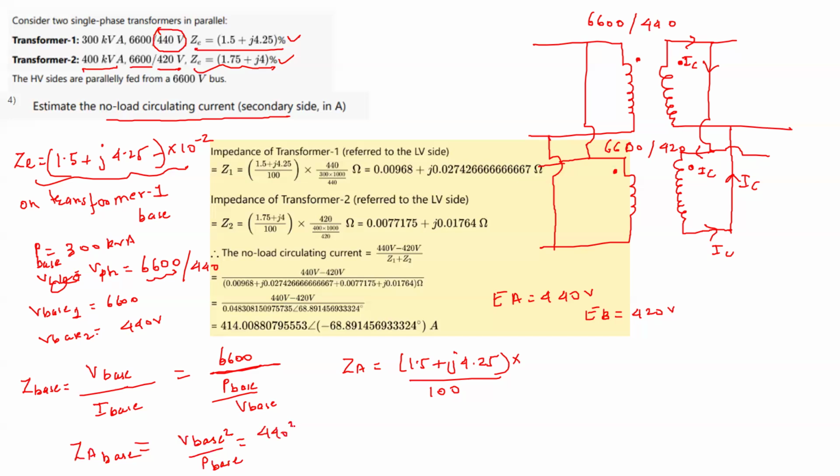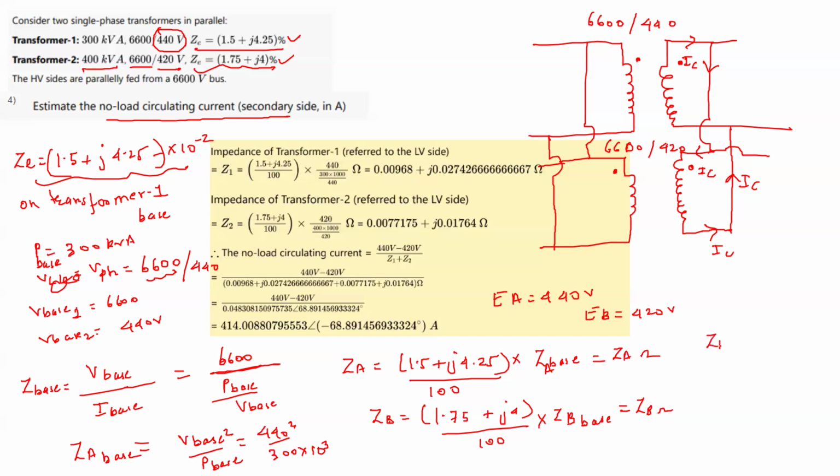We will take 440 squared divided by the power base, which is 300 kVA. So this is what we have to multiply. This is in per unit, so if we multiply by this ZA base, you will get ZA in ohms. Similarly, ZB is 1.75 plus j4 in percentage into ZB base.